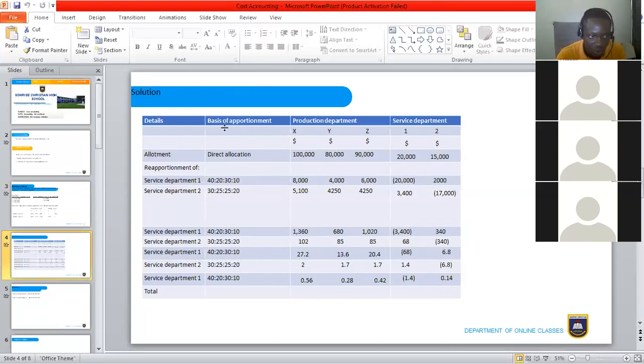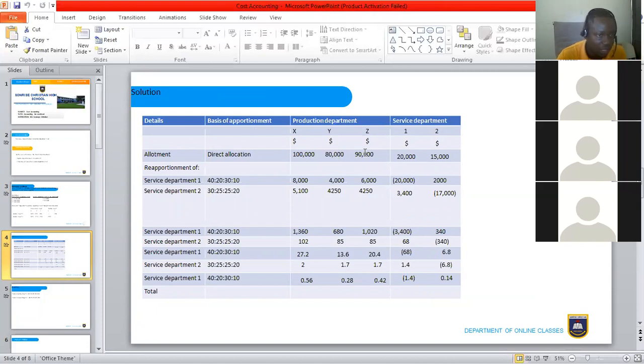When it comes to the column you've created for basis of apportionment, you are not apportioning anything. We said apportionment has to do with sharing. But here you are not sharing anything. The figure has just been given to you. So when you come to the basis of apportionment column, you just have to write direct allocation, because they said X incurred $100,000 cost, and this is the $100,000. Y incurred $80,000 cost, and this is the $80,000. Z incurred $90,000, and this is the $90,000 cost. Okay, so that is it.